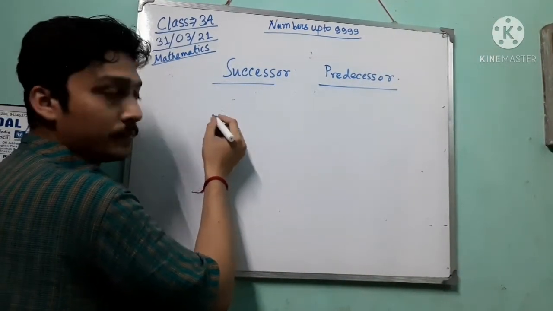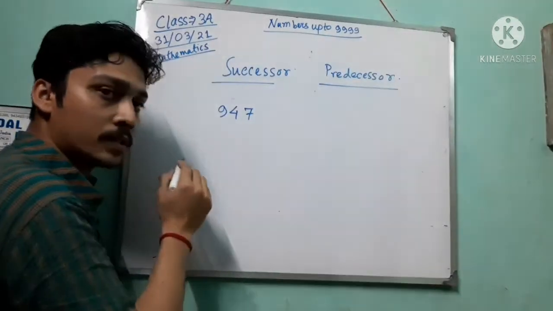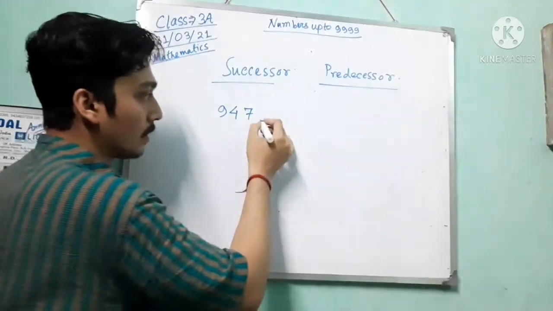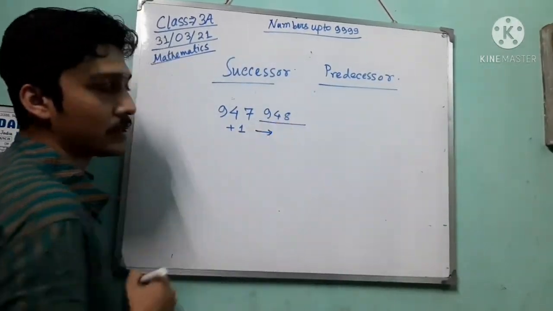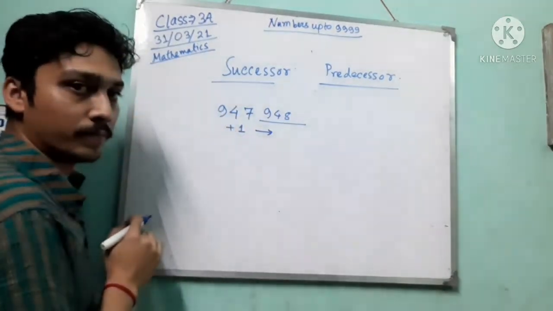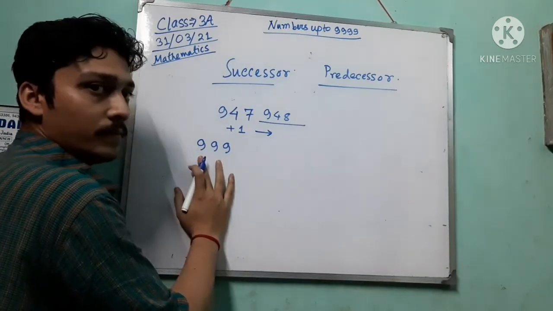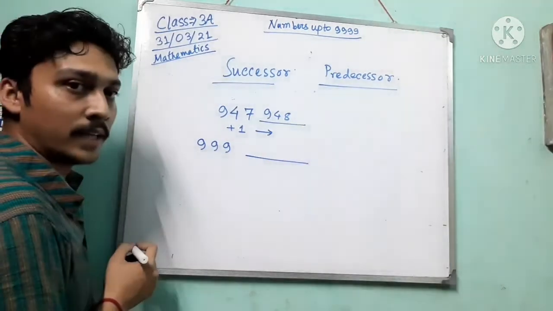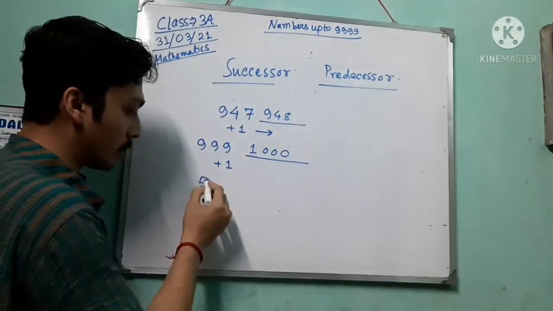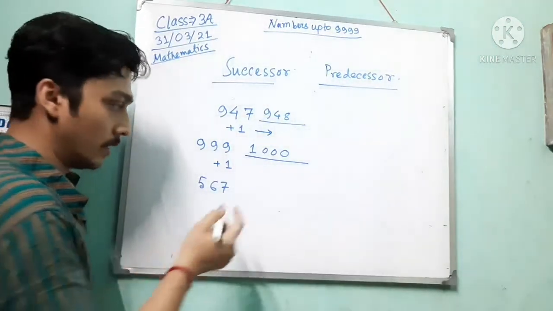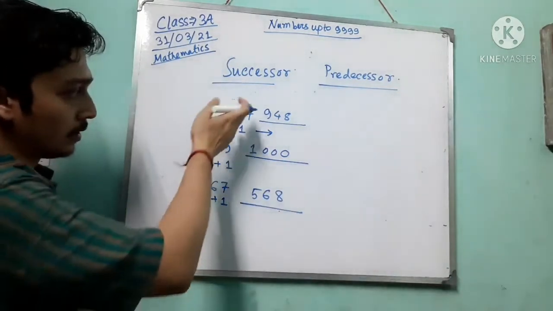Suppose I am giving a number, 947. So what number comes immediately after? Yes, this is 948. So you add plus 1, and you get 948. So 948 is the successor of 947. If I give the number 999, what will be the successor of 999? You add plus 1, you get 1000. What will be the successor of 567? Yes, we add plus 1, and that will be 568.